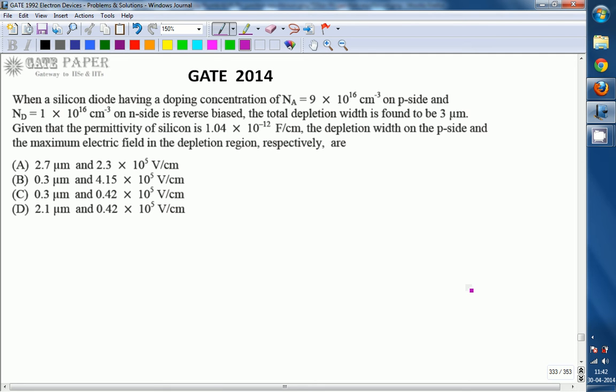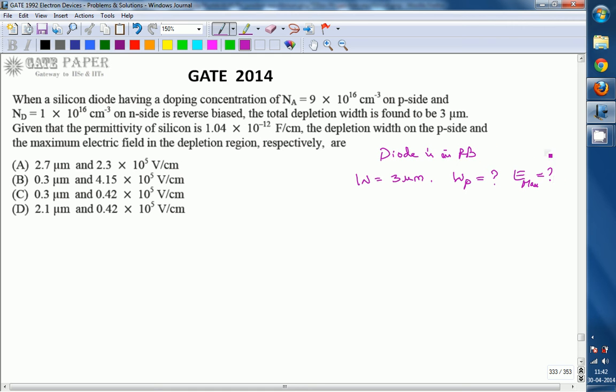Okay, so given that the silicon diode is under reverse bias. In reverse bias, the depletion layer width is going to be very large, and the total width of the depletion region is given as 3 micrometers. What we are going to calculate is the width of the depletion region on P side and the maximum electric field present in the depletion region. These are the two things we are going to calculate.